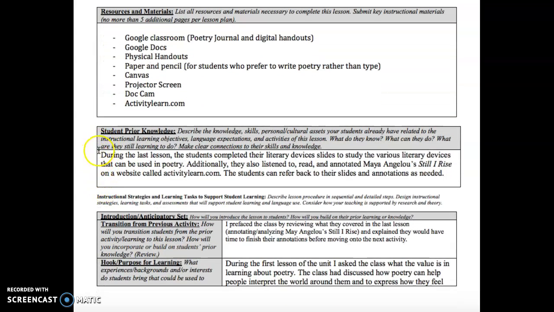And she made sure to address their prior knowledge. They can refer back to slides from a previous activity they did in her class. And also, one thing that I could add here is maybe the content of Still I Rise could be connected to what they need as well to get them interested.